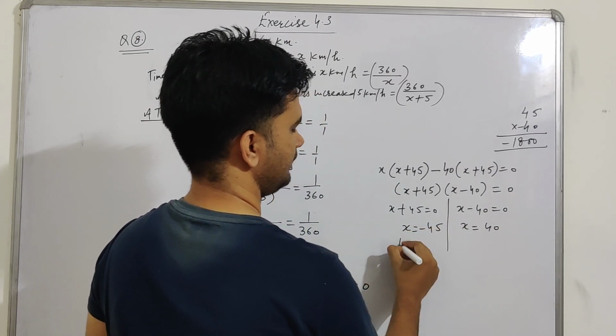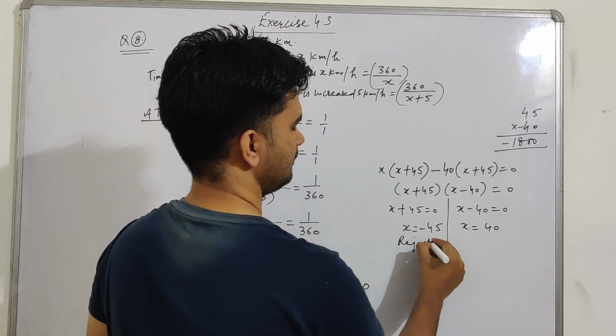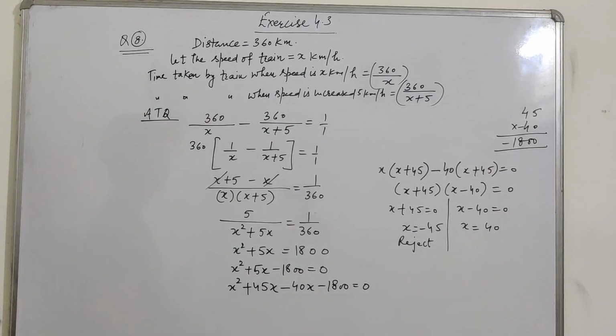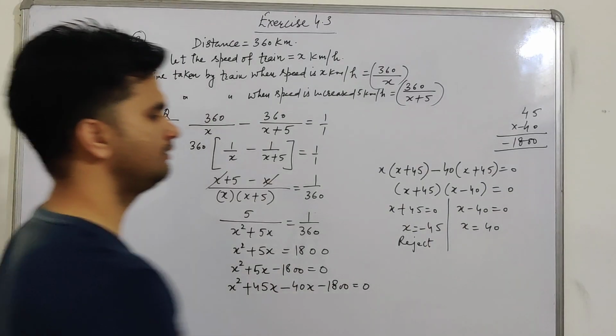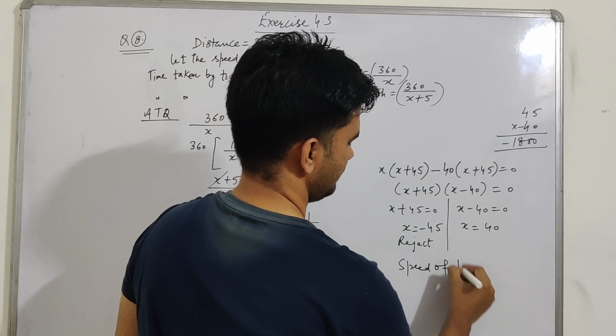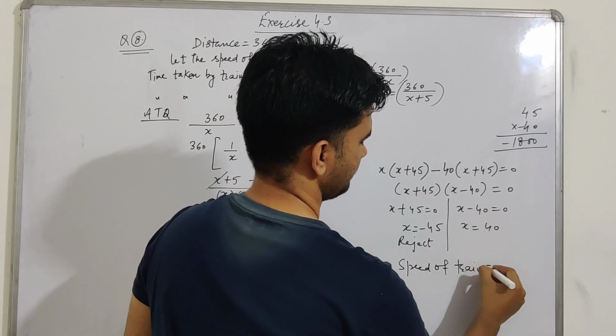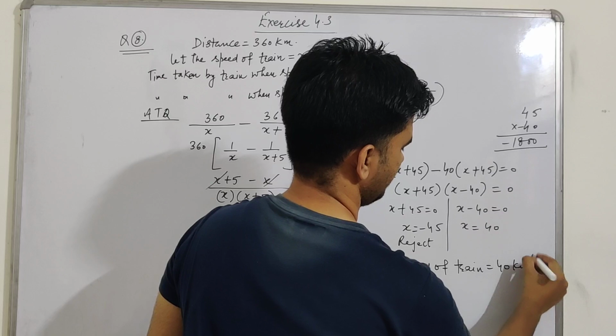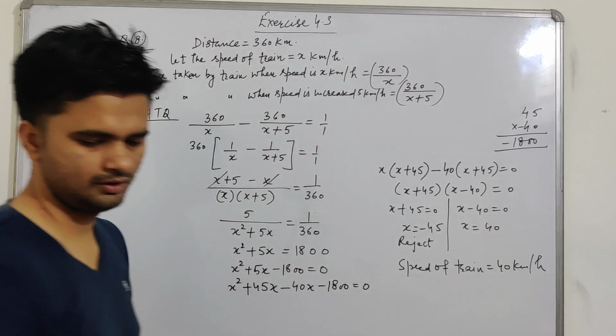X is equal to minus 45. It is rejected because speed can't be negative. So speed of train is equal to 40 kilometer per hour.